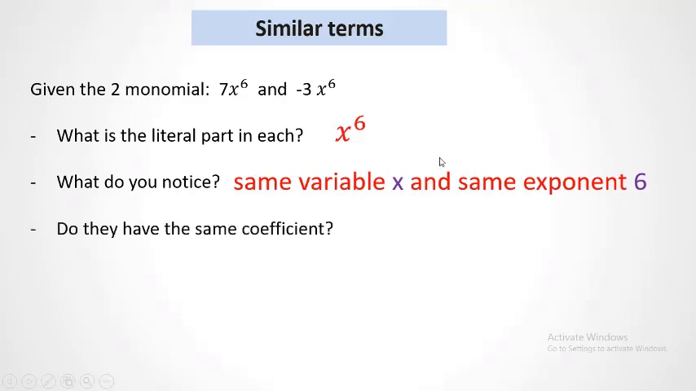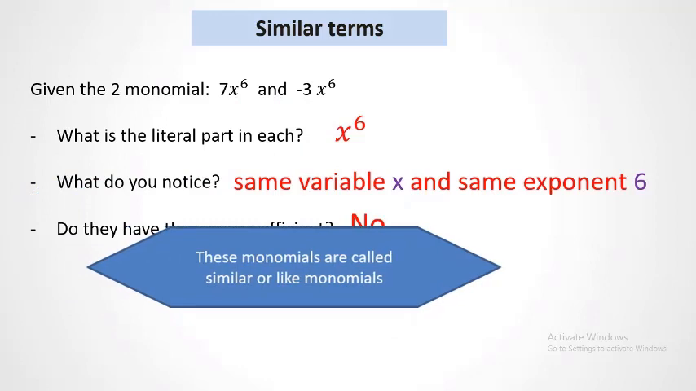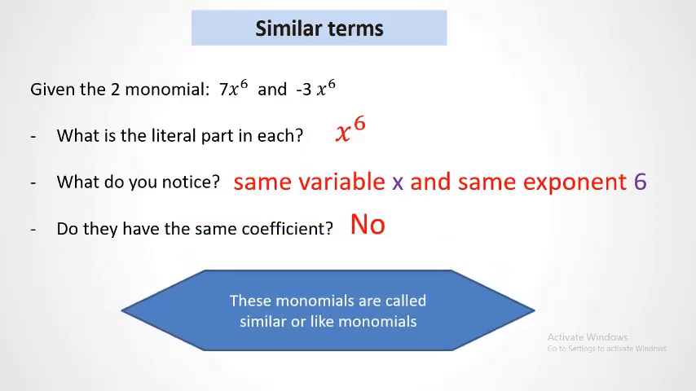Do they have the same coefficient? Look at the coefficient. The first is 7 and the second is minus 3. Then, no, they don't have the same coefficient. Conclusion, these monomials are called similar or like monomials. Then the similar monomials are the monomials that have the same literal part.